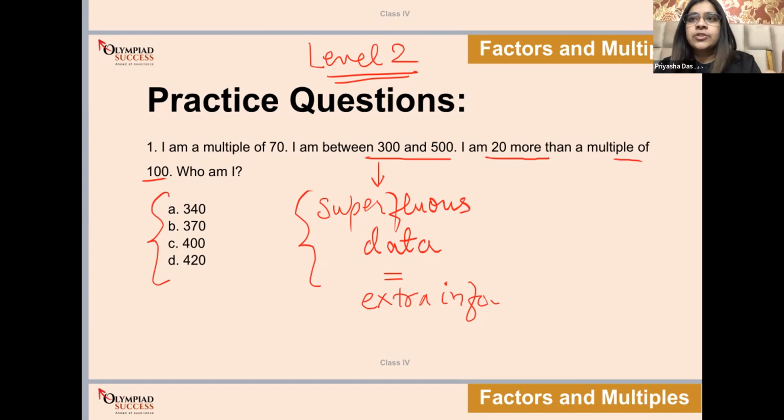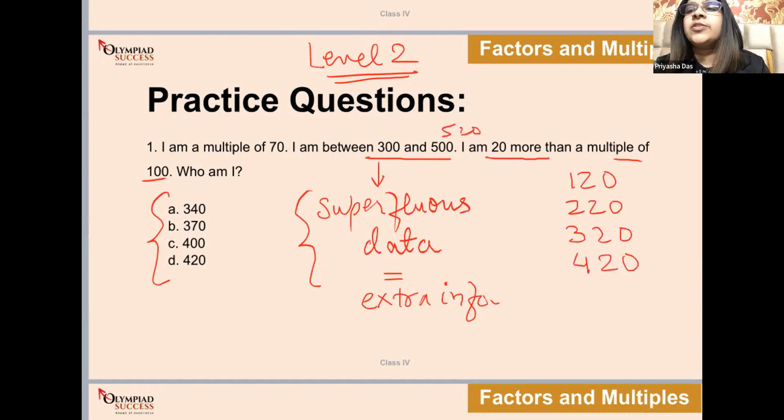Yes, everyone knows it. 20 more than 100 can either be 120 or 220 or 320 or 420. It cannot be 520 because my answer needs to be between 300 and 500. So which option is in 20s? Option D. So that's what I want to tell you people, that the same question can be done in multiple ways.